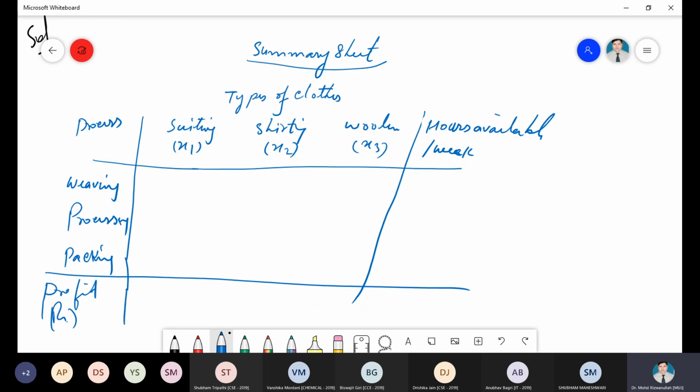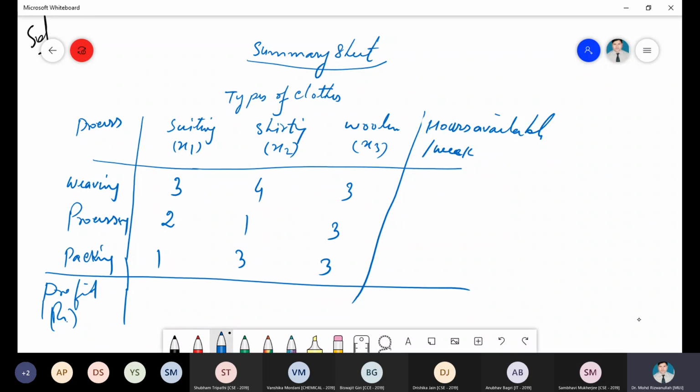So now see, who will tell me what is the value here? X1 will take weaving, processing and packing. What is the value here in the first column? 3, 2, 1. Very good. Then second? 4, 1, 3. Very good. And the last one, woolen? 3 each. Right? It is given. So woolen takes 3 hours per unit on all the processes.